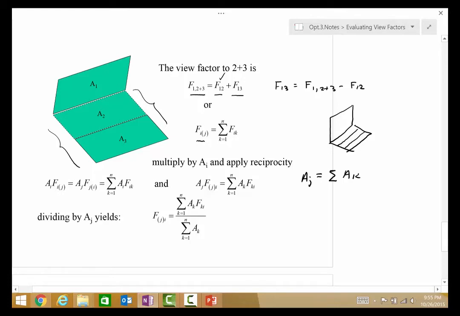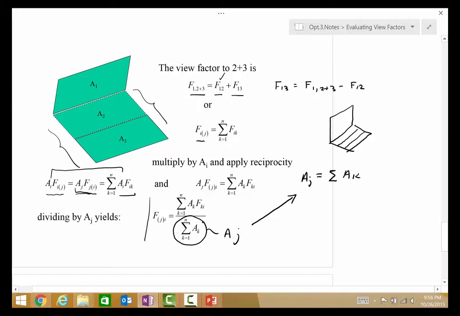So if we have a relationship of Fij is equal to the sum of Fik, we can multiply by Ai and apply reciprocity, where Ai Fij is the same as Aj Fji. This implies, using these two pieces, that Aj Fji is the sum of Ak Fki. Dividing by Aj, this is really Aj, because we said that Aj is the sum of the Aks.